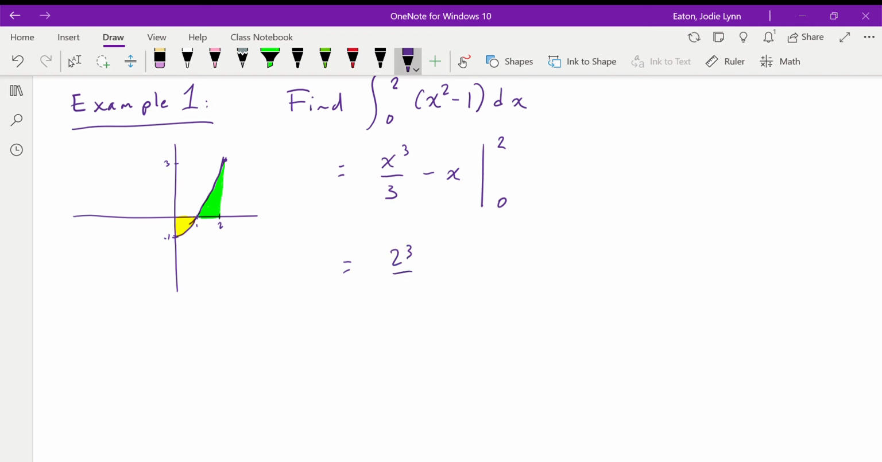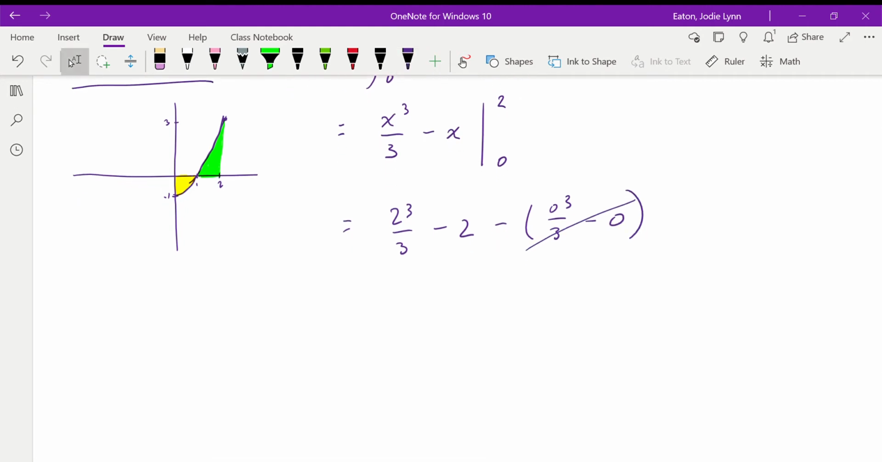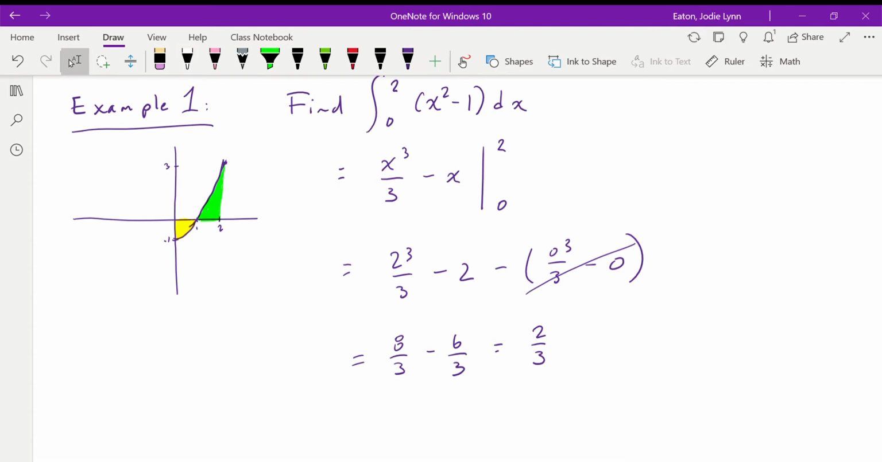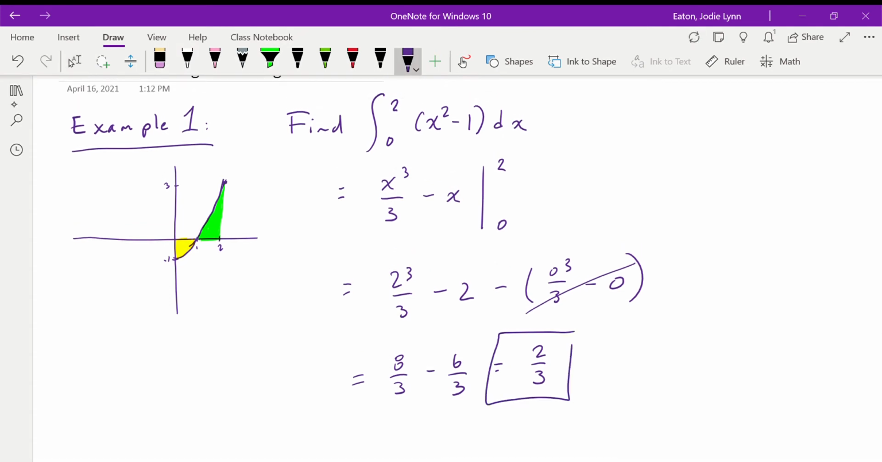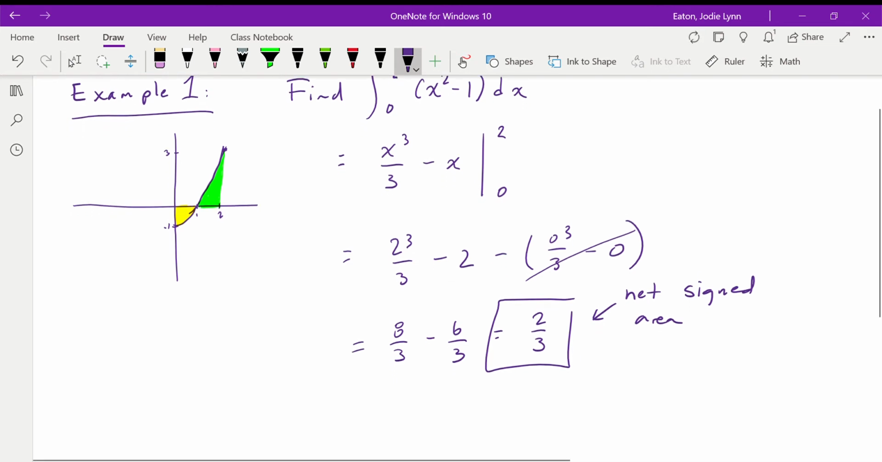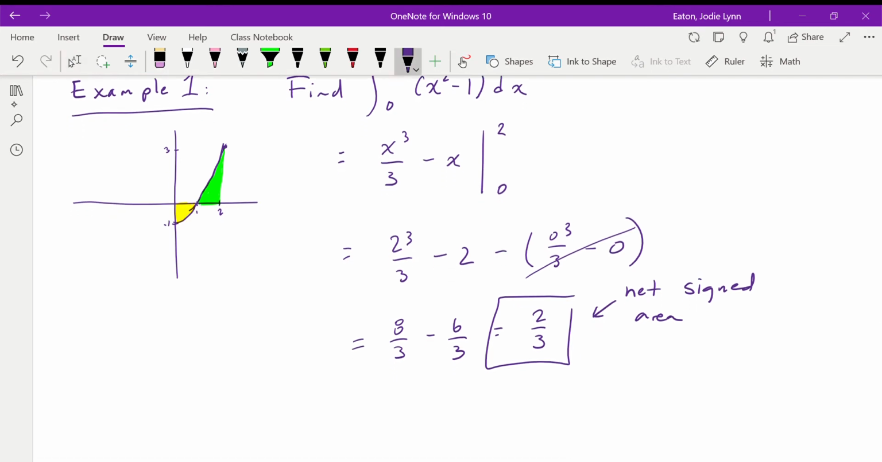So this is 2 cubed over 3 minus 2, minus 0 cubed over 3 minus 0. This last part is certainly just 0. So we get 8/3 minus 6/3, which is 2/3. Okay, so this is right here what we call the net signed area. It's not going to be the total shaded area we have here. We're treating the yellow part of the area and the green part of the area differently. So let's see how it actually breaks down.